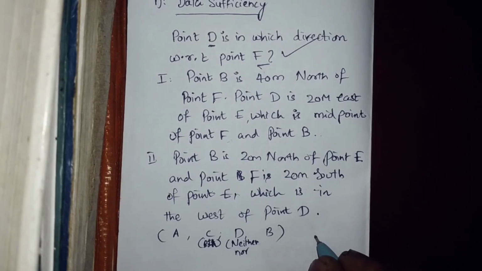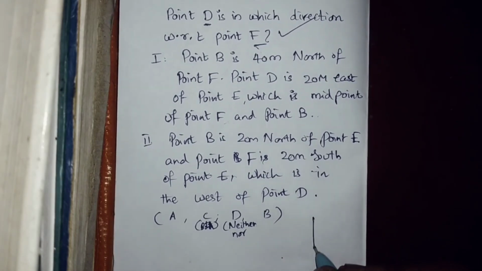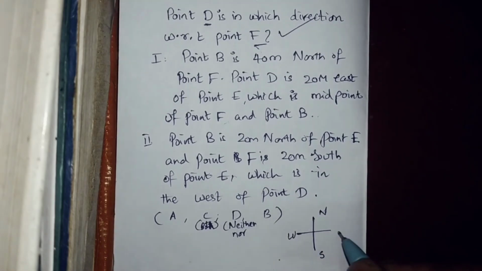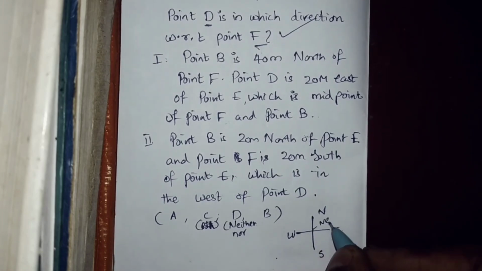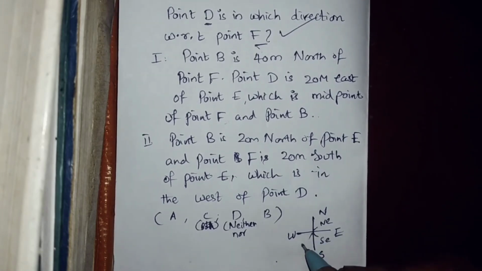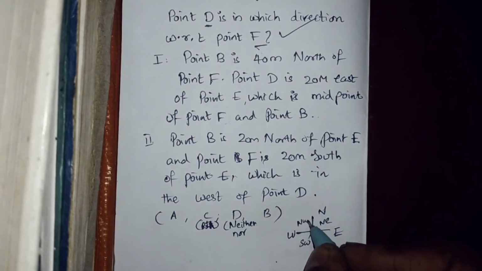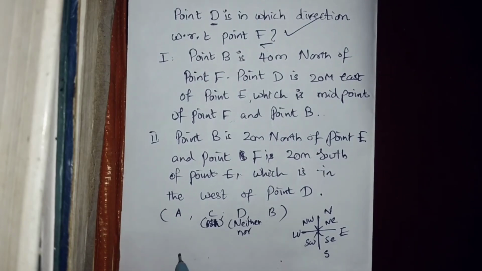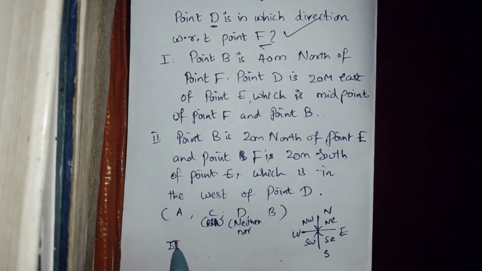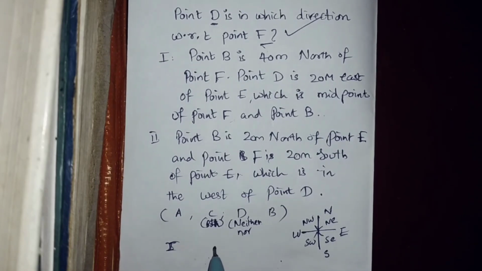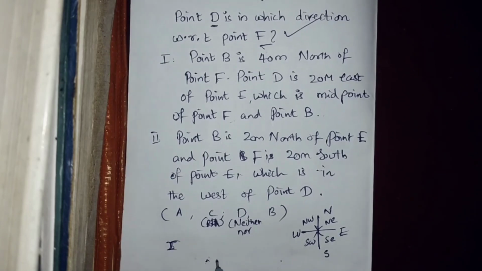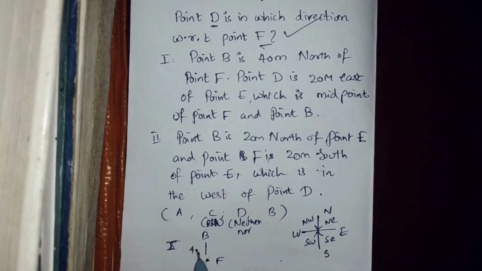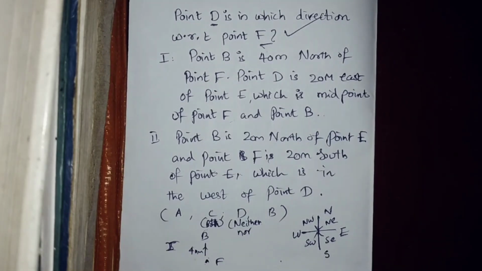Now you have directions I am drawing here. We know that north, we write it in the paper like this. South, in two-dimensional, west, east, northeast, southeast, southwest, northwest. Point B is 40 meters north of point F. I am talking about the first statement. So this is F, this is B. The distance is 40 meters.